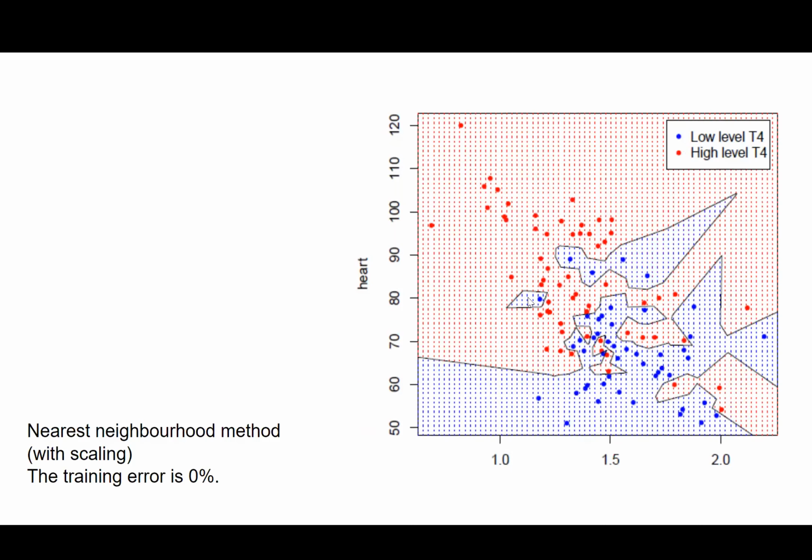For example, any point here will be classified as a red point, but it is clear that it's likely blue. Or as a blue point, but it is clear that it will likely be red.